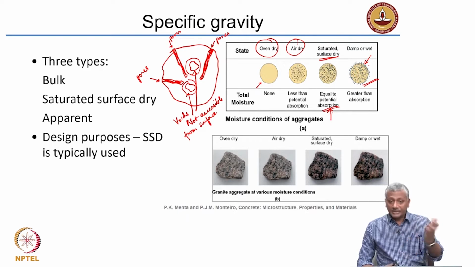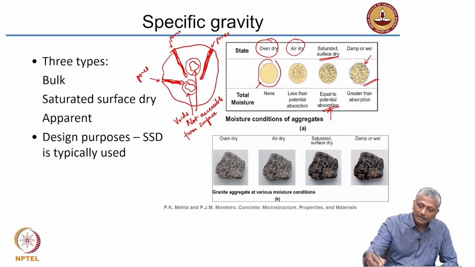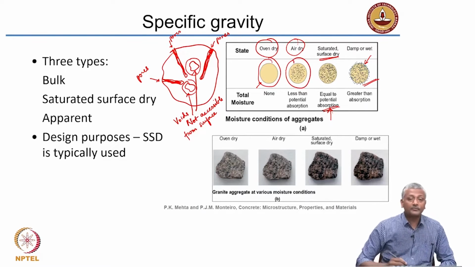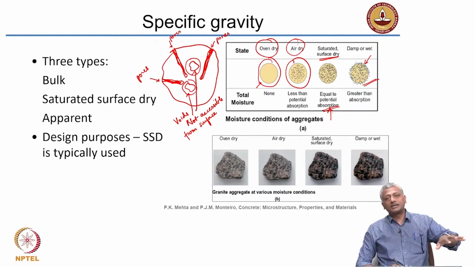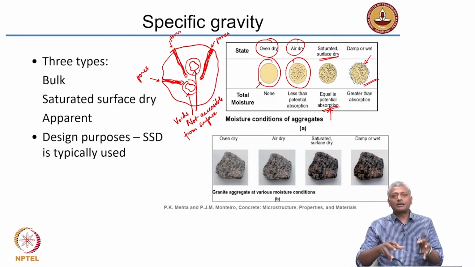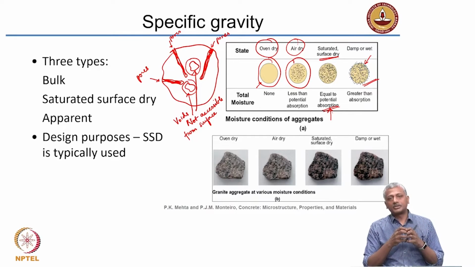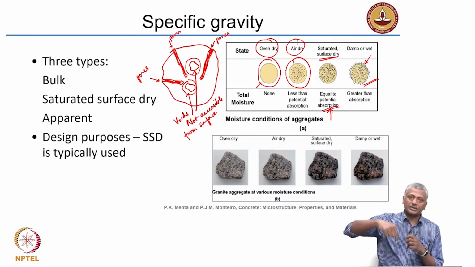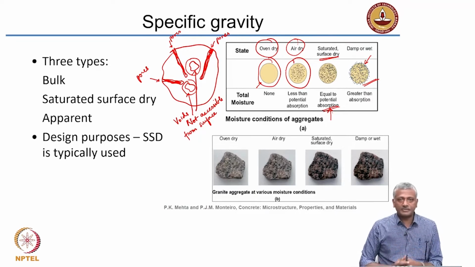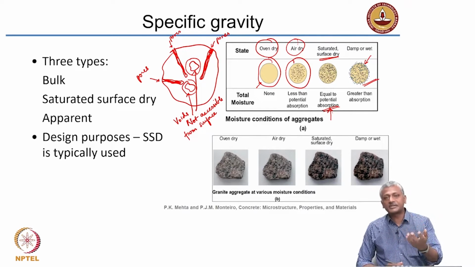On the other hand, if the aggregate is dry like this, or air dry or oven dry, which has a lower moisture content than the limit that can be absorbed, what will happen is when you put this aggregate into concrete, it will start absorbing moisture from the water that you wanted to put in for the mix in the first place. That means you need to put excess water to compensate for this absorption. That is why in concrete mix design, finding out the moisture state of the aggregate is very important.